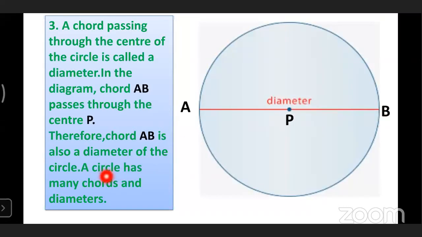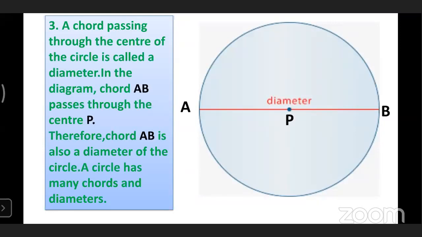A circle has many chords and diameters. We can draw many diameters. So this is the diameter. AB is the diameter.